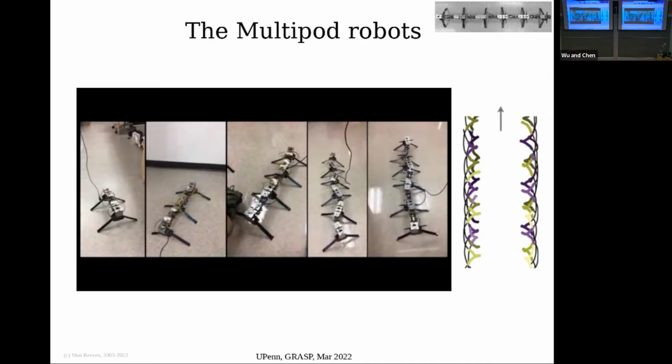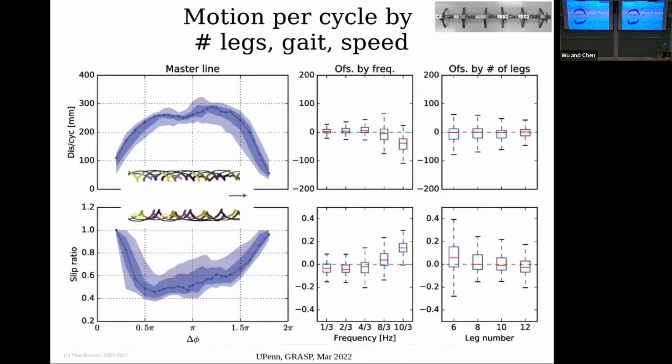Is this behavior geometric? Well, it turns out all of it falls on a single master curve. So all the robot sizes, all the speeds we tried, distance per cycle is only a function of the phase offset between the legs. That's it.